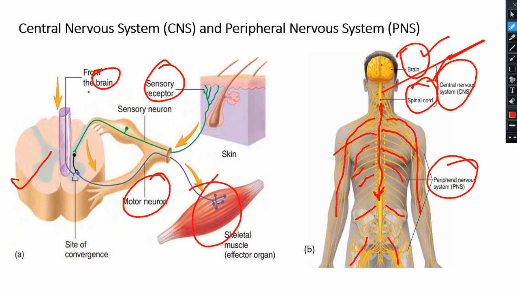I hope you enjoyed and understood this lecture, and my homework for this lecture is that you should revise it and thoroughly read and understand what the nervous system is, how many organs are working in the nervous system, how they are carrying messages, what stimuli are, and what the central nervous system and peripheral nervous system are.